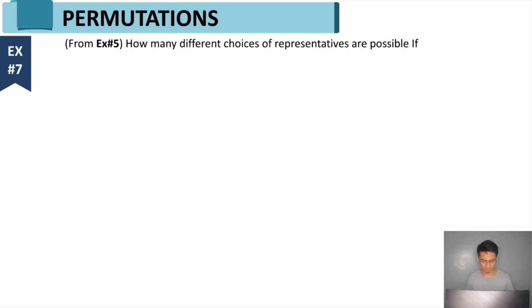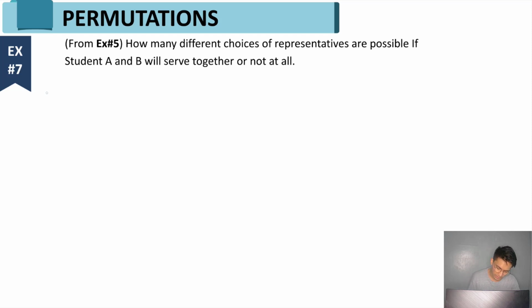Example number 7. From example number 5 ulit, yung 2 officers from 26 students. How many different choices of representatives are possible if student A and student B will serve together or not at all? So, meron na namang condition. This time, dalawang students. Si student A at si student B, ang gusto nila, magsiserve sila as president and vice president. Kaya lang, kung hindi sila pipiliin, hindi na lang sila magsiserve at all. So, dalawang situation ulit yan. For situation A, i-elect si A at saka si B as President and Vice President.